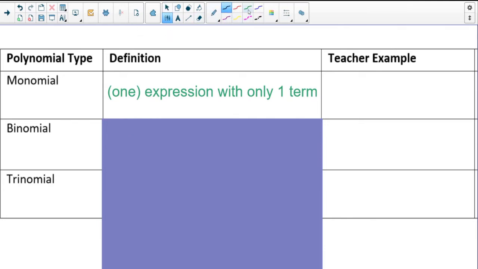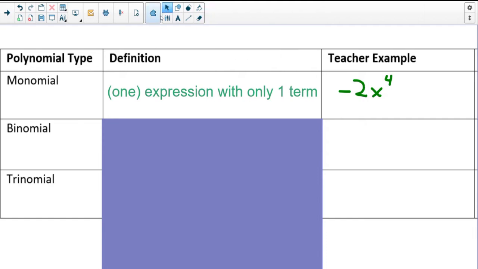So let me write you an example here. I could have a negative or a positive, it doesn't matter what the coefficient is. So I'm going to say negative 2x to the fourth. I can make these numbers whatever I want, the coefficient, the exponent. As long as that expression only has one term, we would call that a monomial because there's only one piece to it.